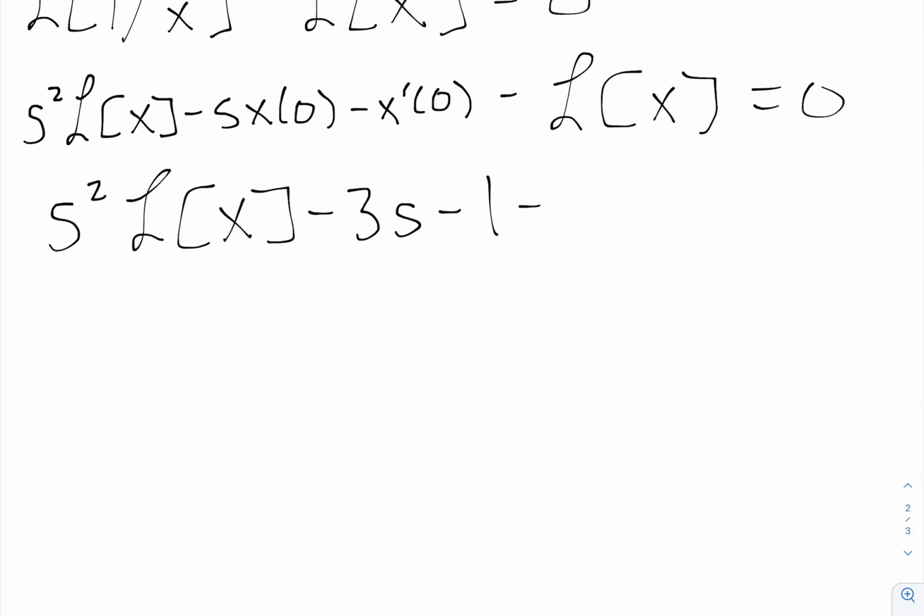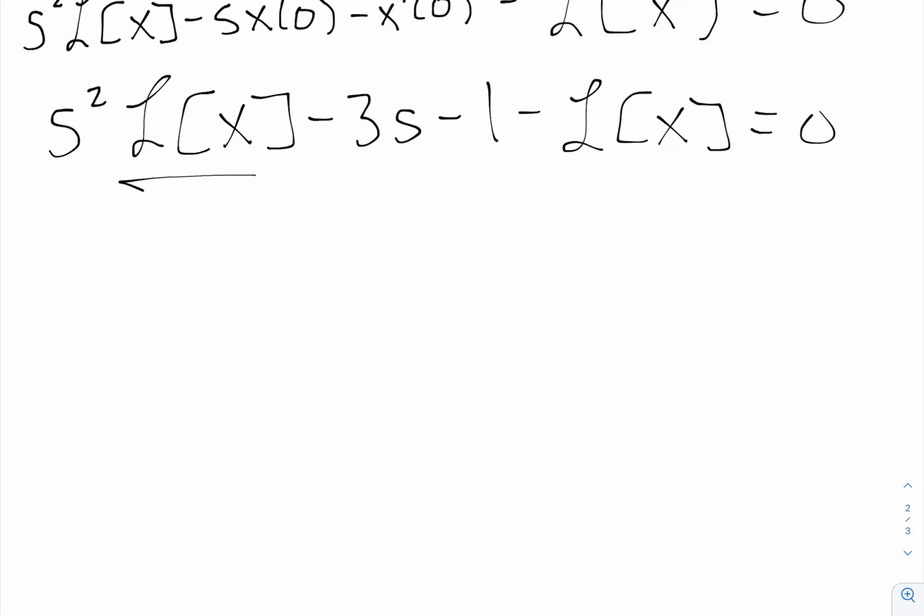Because we also have this minus L of x, equals 0. So now what we want to do is, we have two things with L of x in them. We want to move everything that doesn't have an L of x to the other side. So we'll get 3s plus 1 on the other side once we move this over, because they don't have an L of x. And now we just have s squared L of x minus L of x.